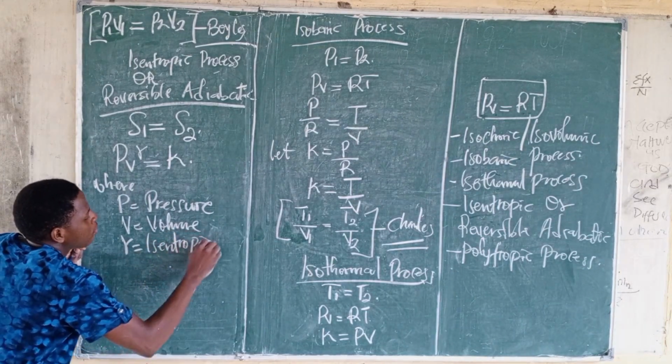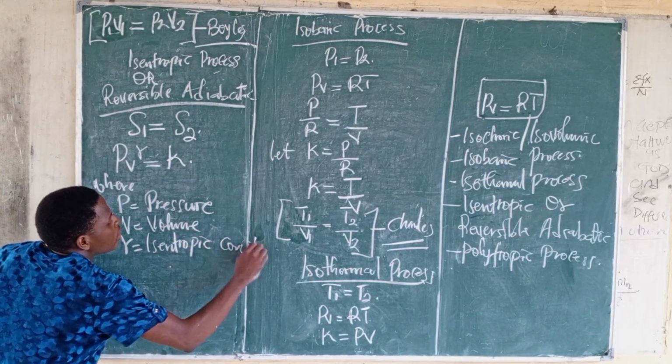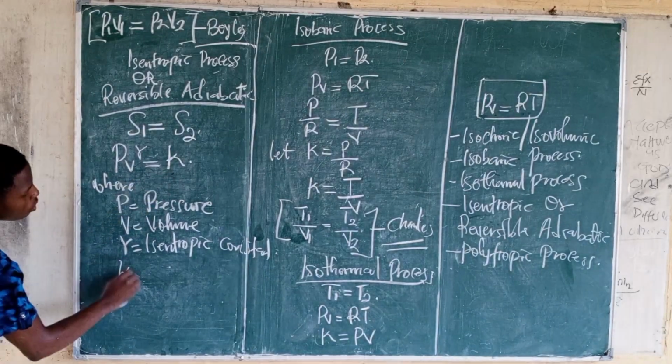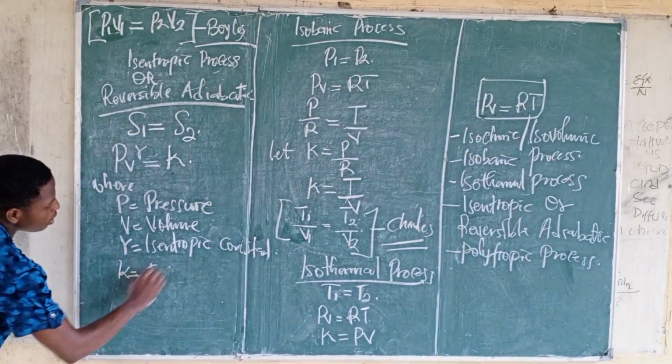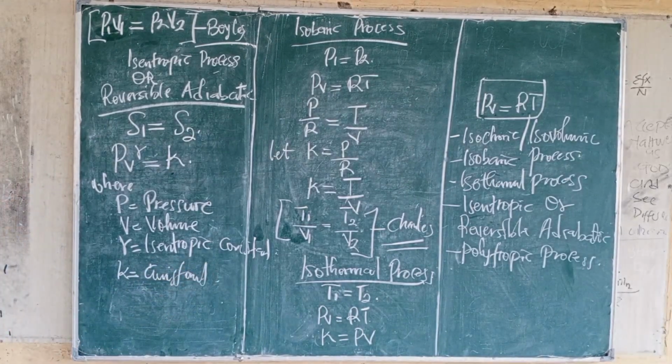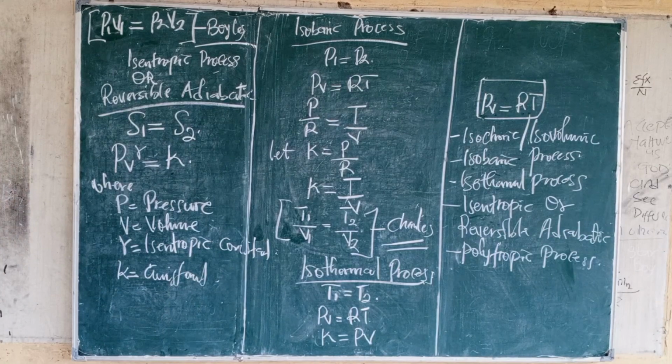So your gamma is the isentropic constant, while your K is your normal constant. So your isentropic constant will be given to you, your constant will be given to you, or they will tell you to get volume using this formula.